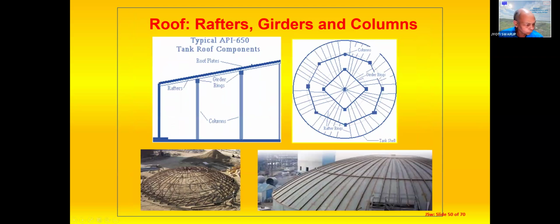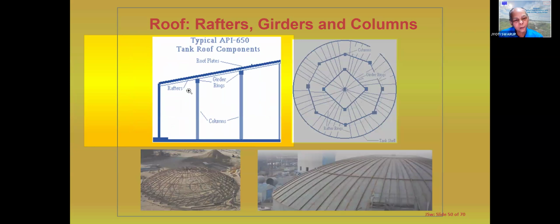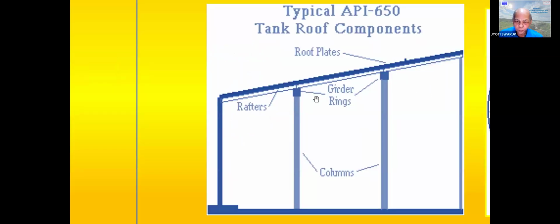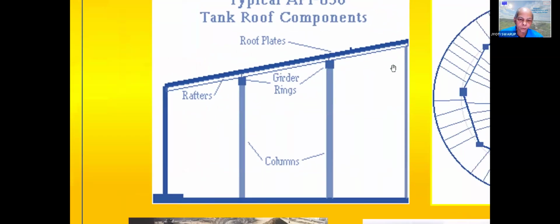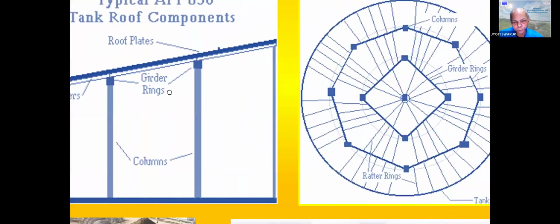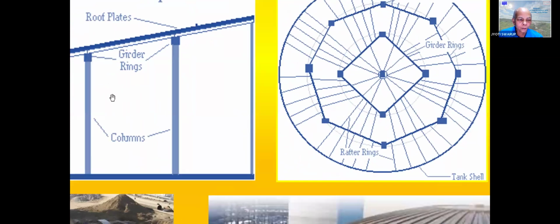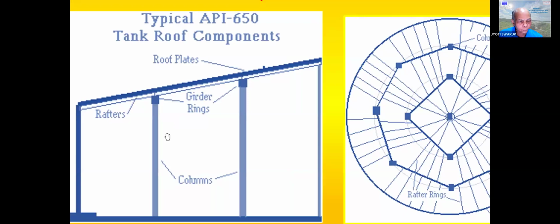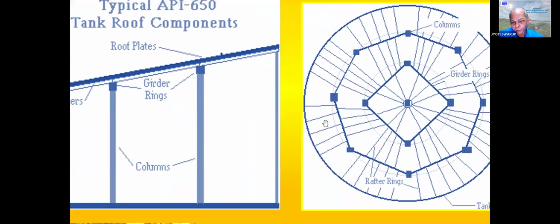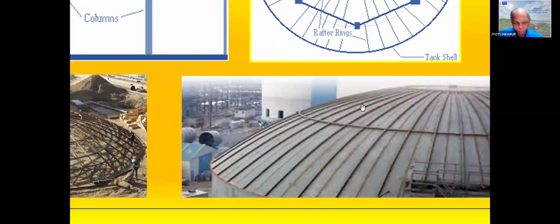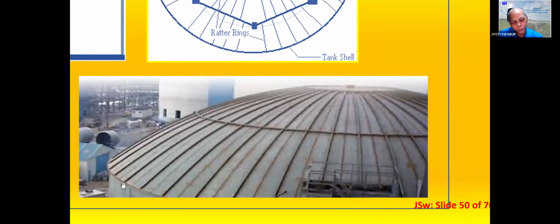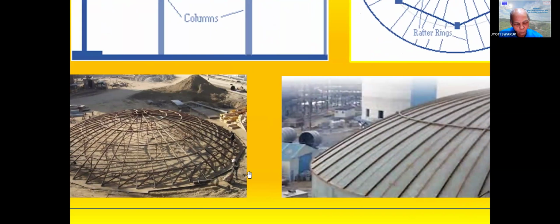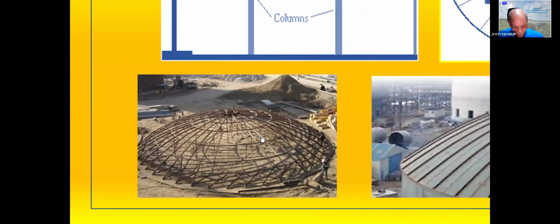Now, a typical tank will have rafters, girders, and columns. Rafters are radial steel members supporting the roof. Girders are the circumferential members, and vertical columns are there if they are required. So these are the typical tank roof components: rafters, girders, columns, and these need to be designed for the sulfuric acid tank also. The rafters and the girders are external to the roof, which is very important for acid tanks. This is how the structure may look for the roof if we are designing it.